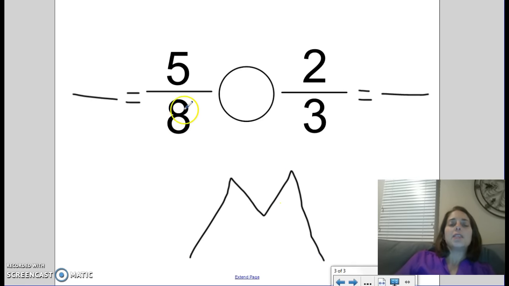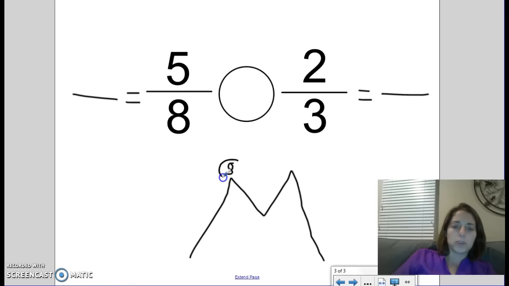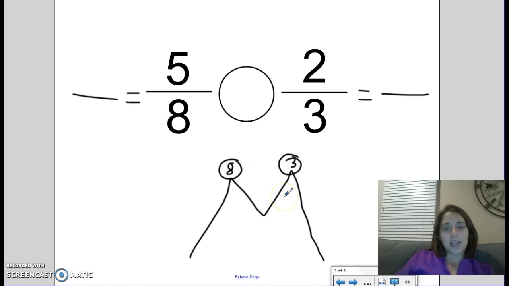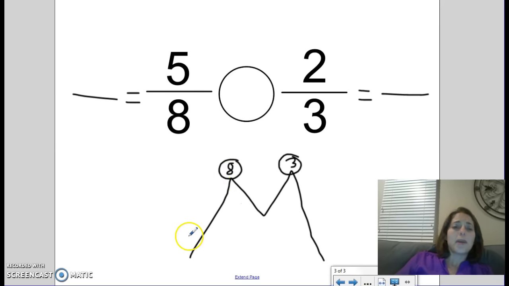And don't forget, it is not the numerators that we're going to put up here. We're changing our denominators, so we want to do the least common multiple of our denominators. So we're going to put the 8 on that side and the 3 on this side. So we're going to go ahead and do multiples. I chose a kind of a tough one for this one because counting by 8s is really hard.